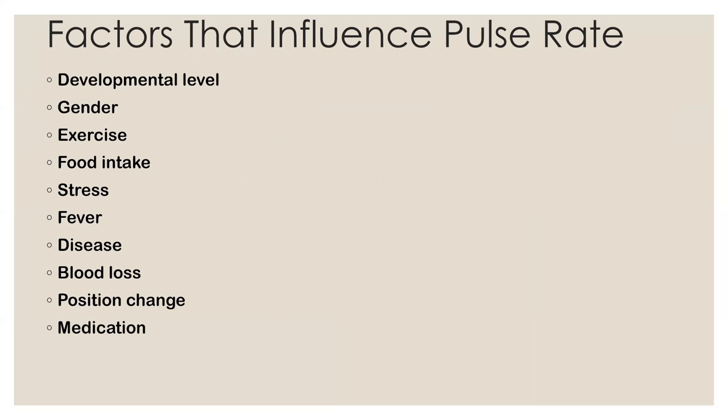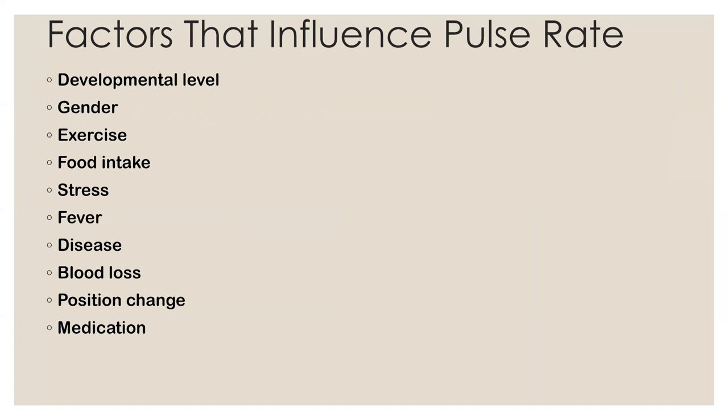Developmental level. Newborns are going to have a very rapid heart rate. It's so fast that sometimes it's really hard to count. That rate typically stabilizes in childhood and gradually slows as they get to being an elderly person. The resting heart rate increases with age; however, the variability of it decreases. Gender: adult women have a slightly higher pulse rate than do adult men.